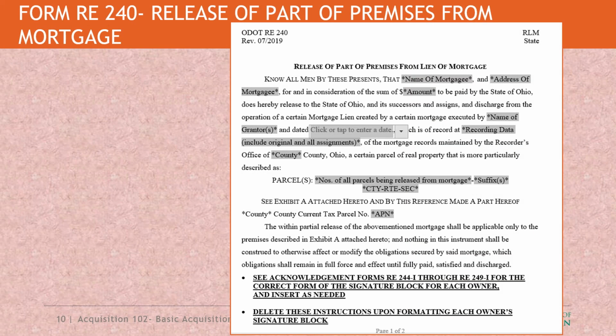Here is the partial mortgage release form that is used. And of course, everything that you see that's highlighted in gray is the items that would be used in completing this particular form.